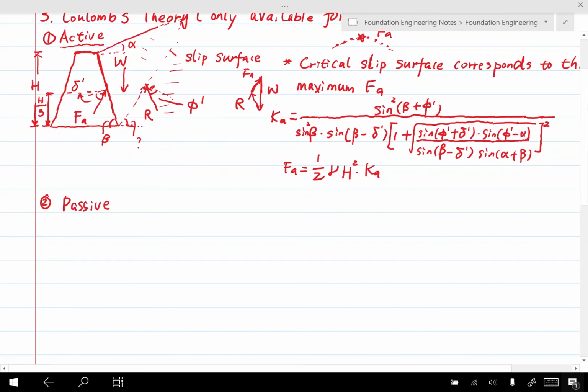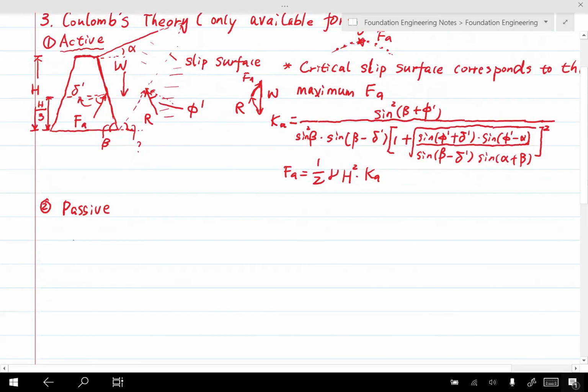The process is similar. I'm going to draw the same thing, the same wall, and also an inclined backfill with the inclination angle of alpha. We also have the wall, the height is h. And what we do is just consider the static equilibrium of the soil above the slip surface.